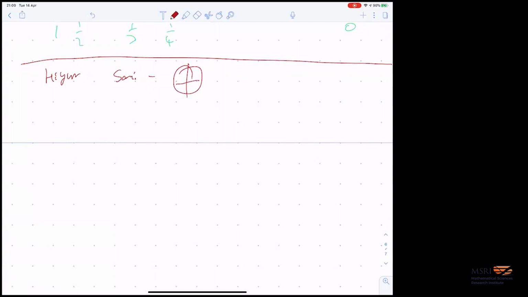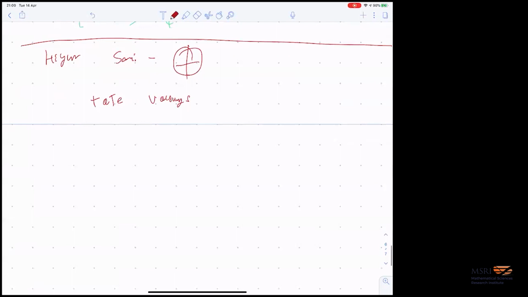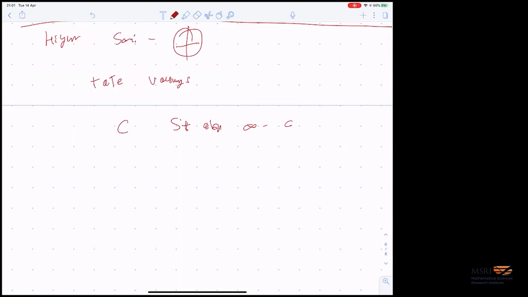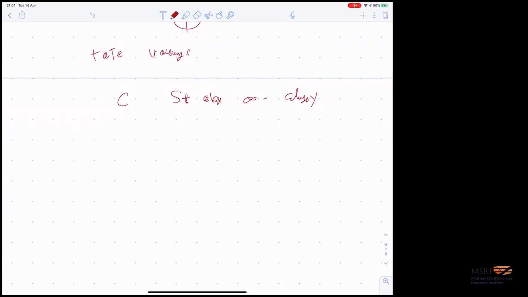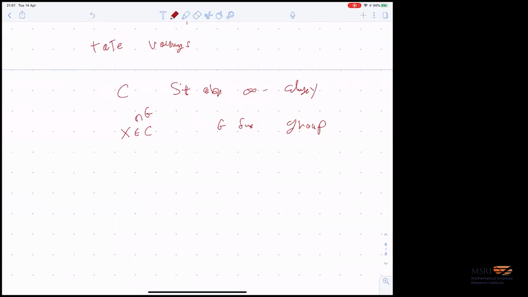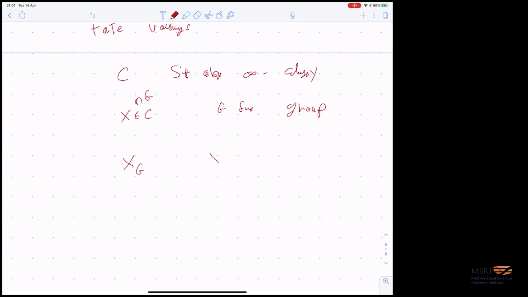Okay. So if C is a stable infinity category, then let's say that you have some object in C with an action of G. G is a finite group. Okay. So you can construct, you can look at the orbits, and you can look at the fixed points.